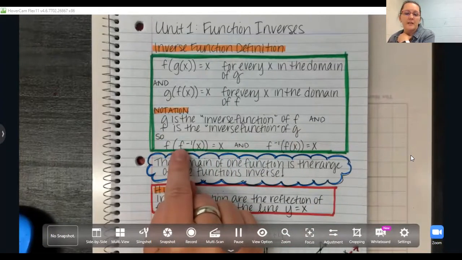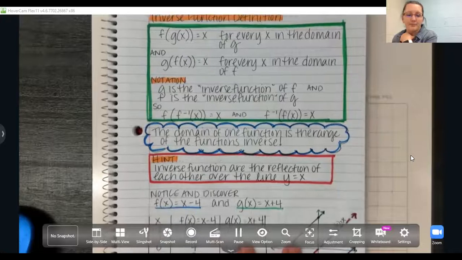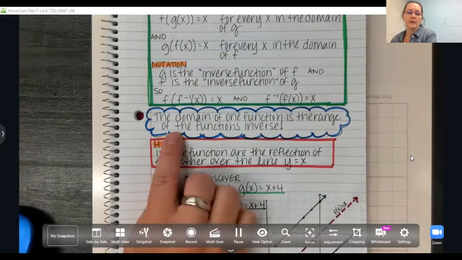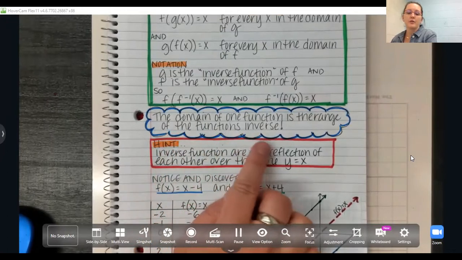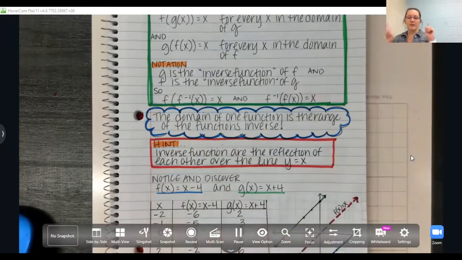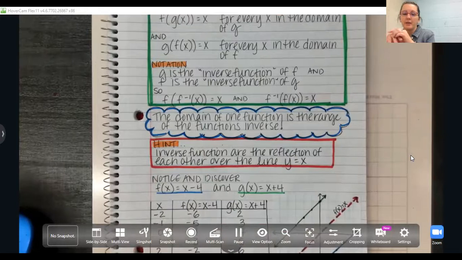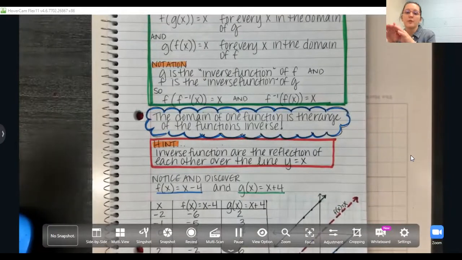So the notation is g is the inverse function of f, and f is the inverse function of g. It's notated with a little -1. It's not an exponent; we'll just call it a superscript. It's f to the -1, or f inverse. A little hint, a little note: the domain of one function is the range of the function's inverse. We'll think about that as we look at the first two inverses of one another, and it'll help you to see what that means. Also, inverse functions are the reflection of each other over the line y equals x.